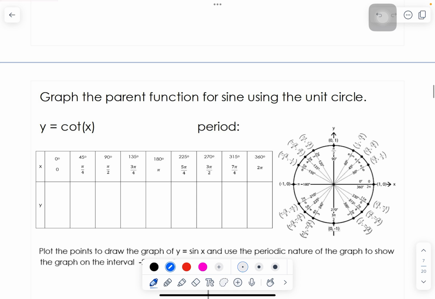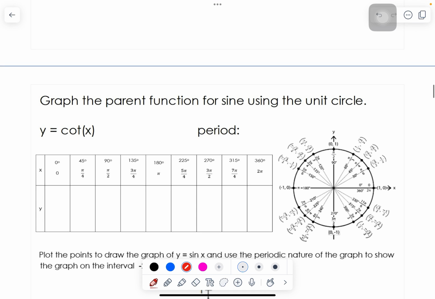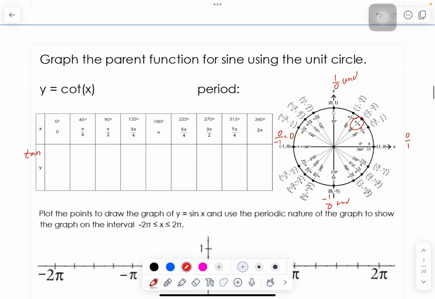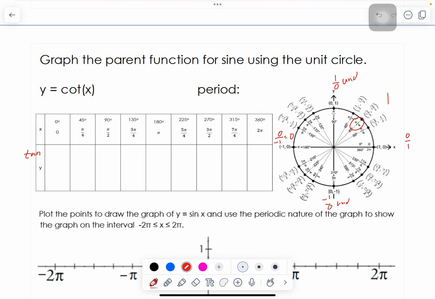So I'll go through the table again. I'm going to go with tangent right here. So tangent at 0 is going to be 0 over 1. This is 1 over 0, undefined. This is going to be 0 over negative 1, so 0, negative 1 over 0, undefined. I'll pick 45 degrees or pi over 4, and that ends up being 1. I'll pick 3 pi over 4, which is going to be negative 1. I got positive 1 and negative 1. So those were my key points for that.